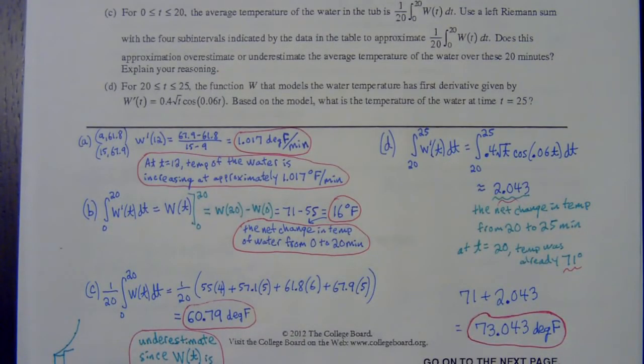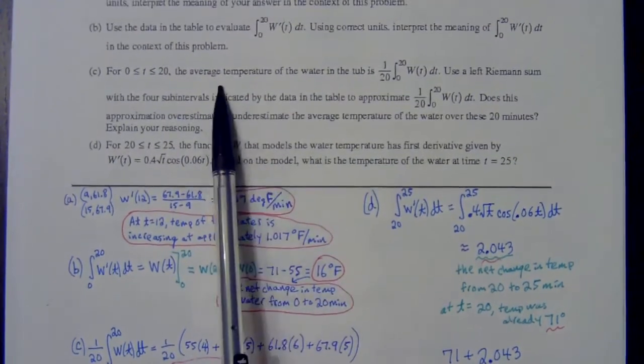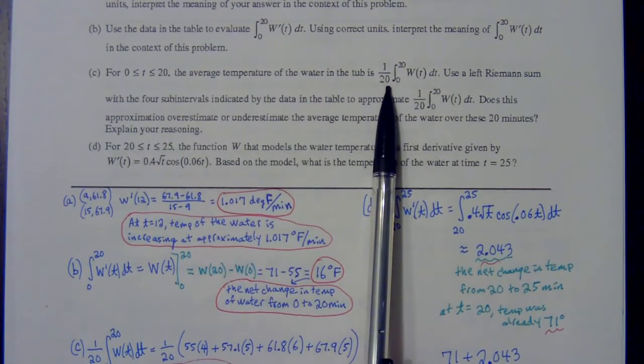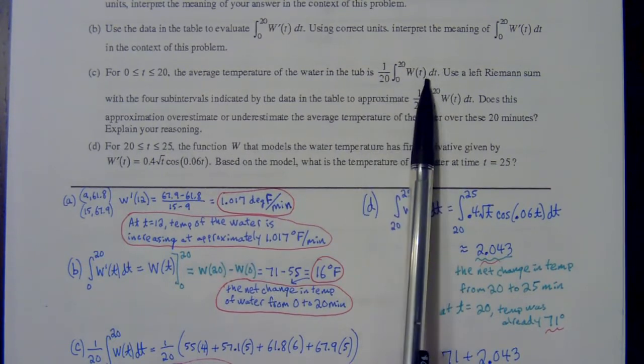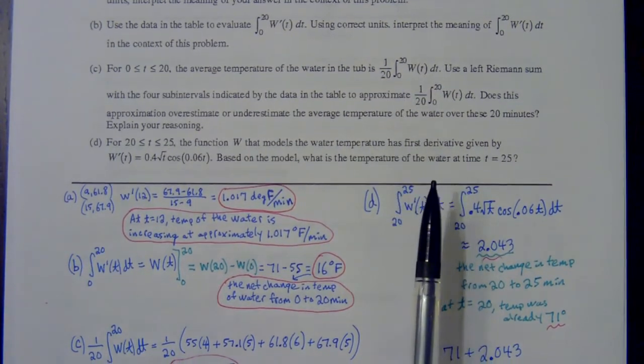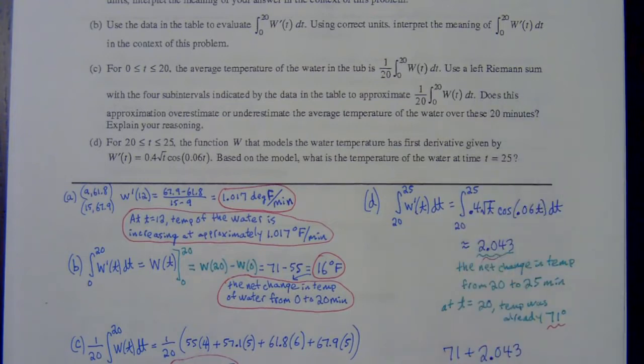Okay. Letter C talked about the average temperature, and they use the average value formula, that 1 over B minus A times the integral from A to B formula. That is your average temperature of the water. And it says use a Left Riemann Sum. Now, I believe it was the 2007 video, I explained how to do the Riemann sum left and right without the use of a picture or anything like that. And that's what we're going to do here.